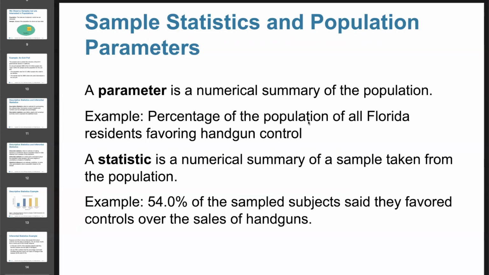For example, the percentage of the population of all Florida residents favoring handgun control is a parameter. But the 54% of the sampled subjects who said they favored controls over the sales of handguns is a statistic. Why a statistic? Because we calculate it from the sample, not from the entire population. So this is the difference between a parameter and a statistic.